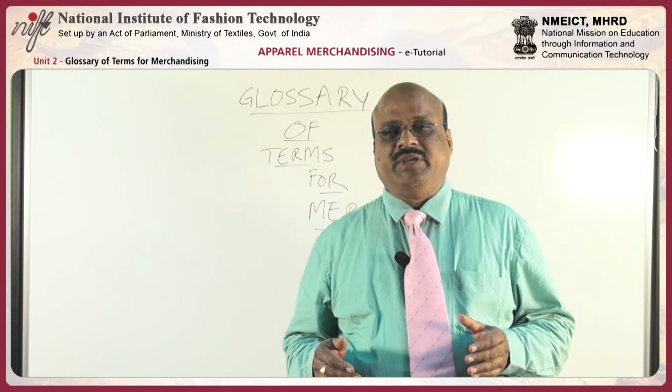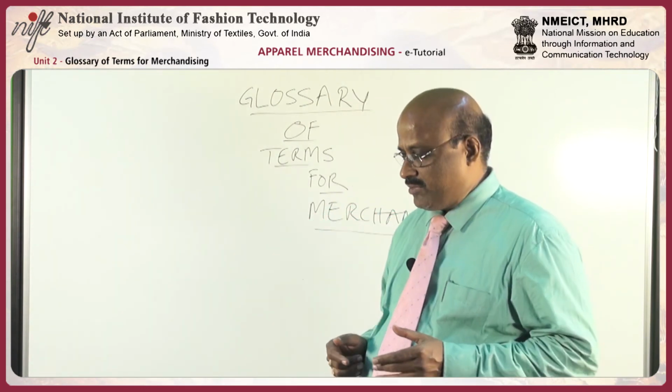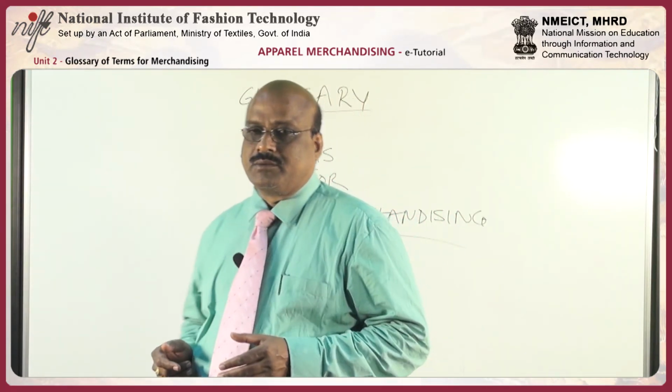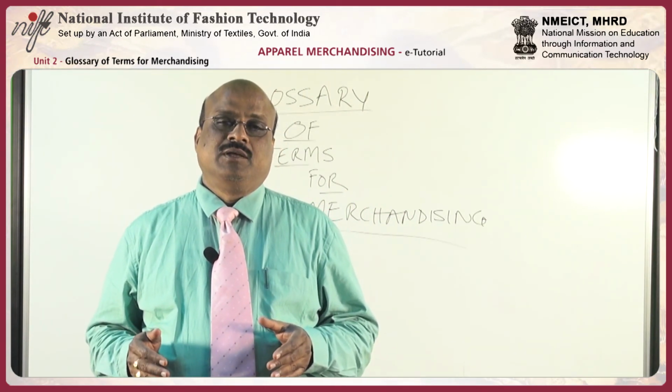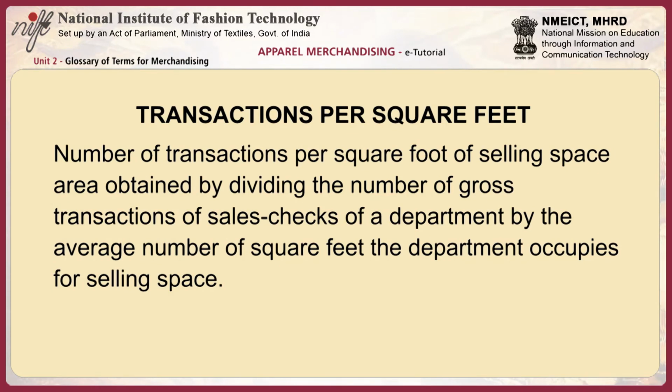Transactions per square feet is the next term. Transactions per square feet means the number of transactions per square foot of selling space, obtained by dividing the number of gross transactions of sales checks of a department by the average number of square feet the department occupies per selling space.